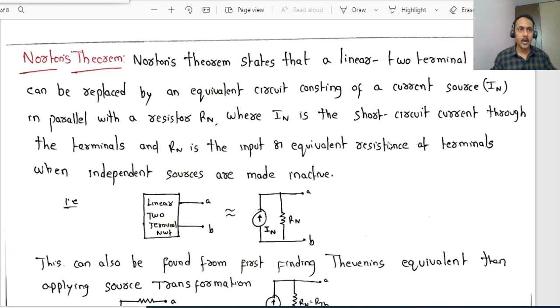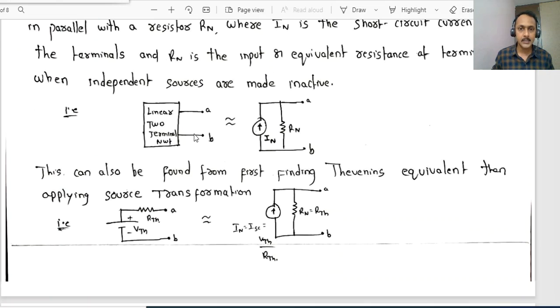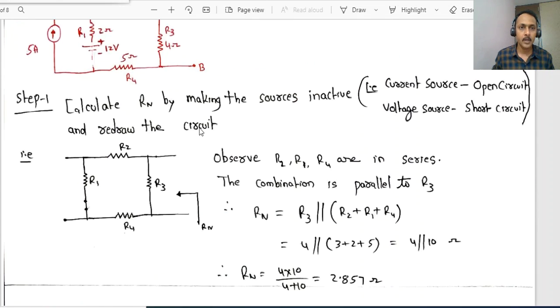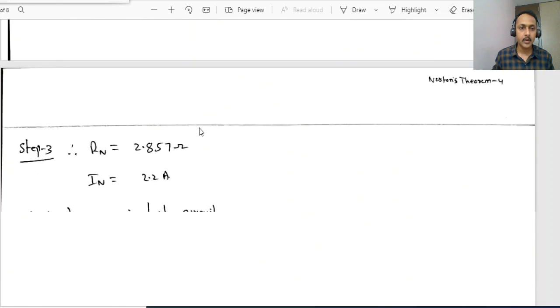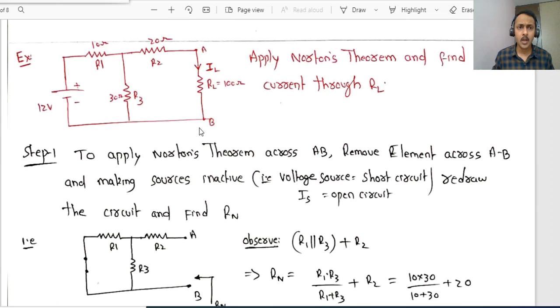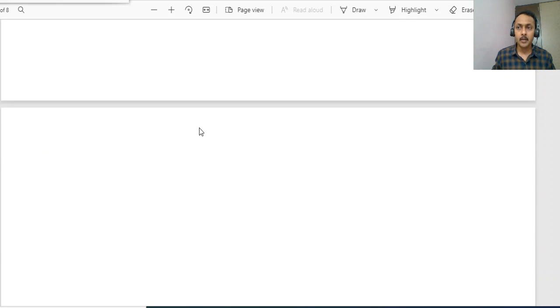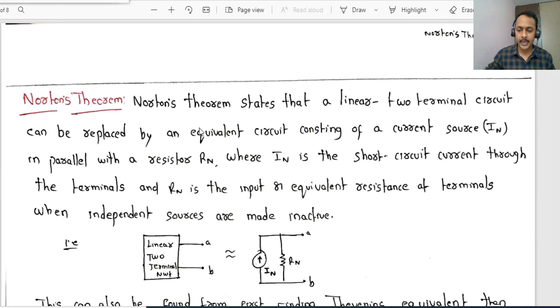In this video, we are going to discuss Norton's theorem. By the time we complete this video, we will discuss its statement, equivalent circuit, and also an example. And one more example also we will discuss in this video. Most of the time you are going to do this experiment in your laboratory also, right?